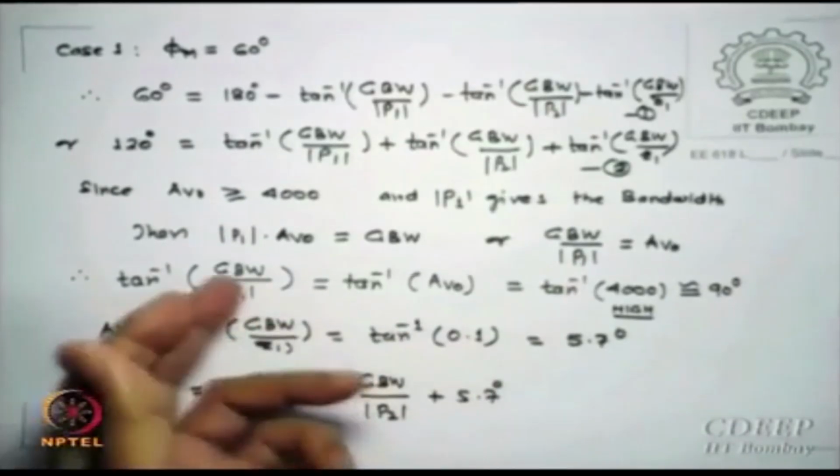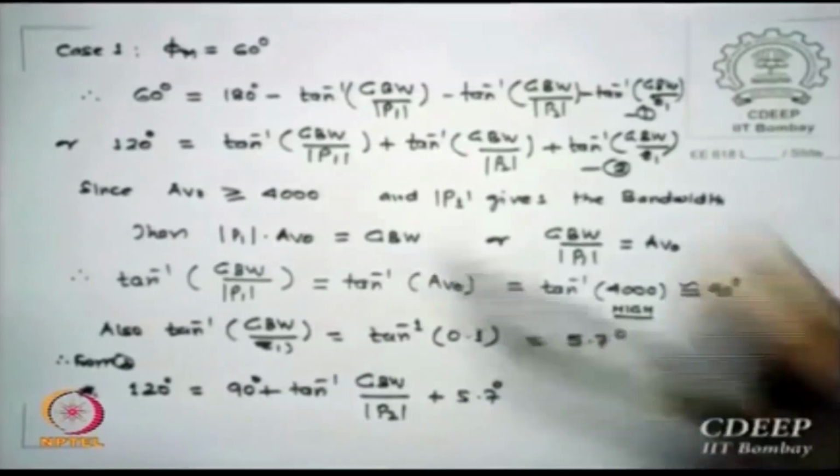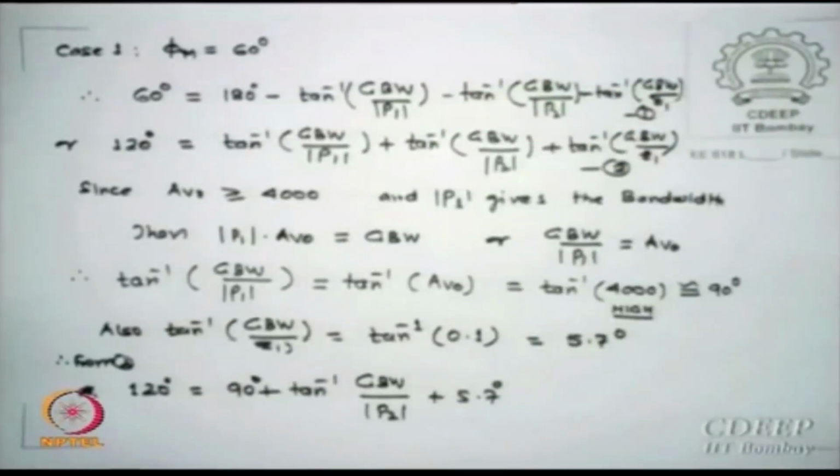Now if I take tan inverse of gain bandwidth by P1, I am essentially saying take tan inverse of AV0. Is that correct? And AV0 is order of 10 to power 4. So what is tan inverse 10 to power 4? 90 degree. It's like infinite. Okay, so 90 degree. So this first term came out so easily by hand, right? So this term is taken care of.